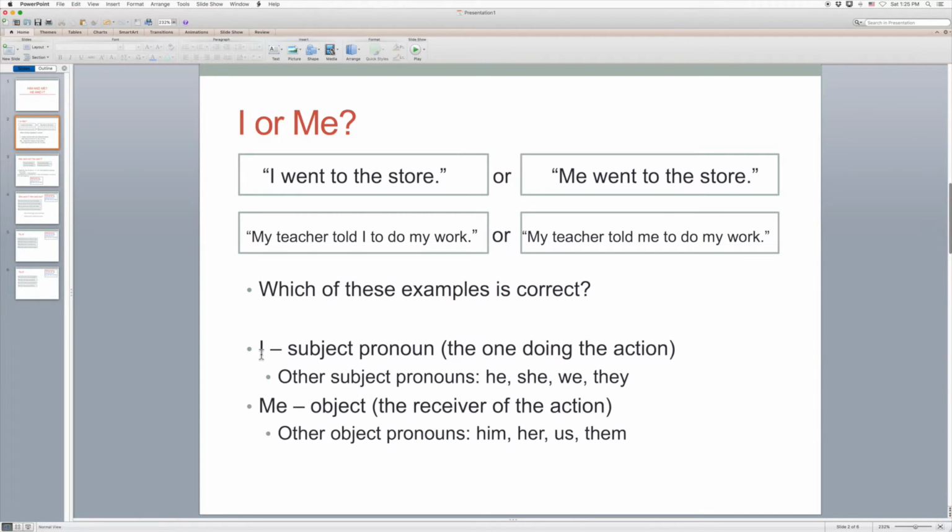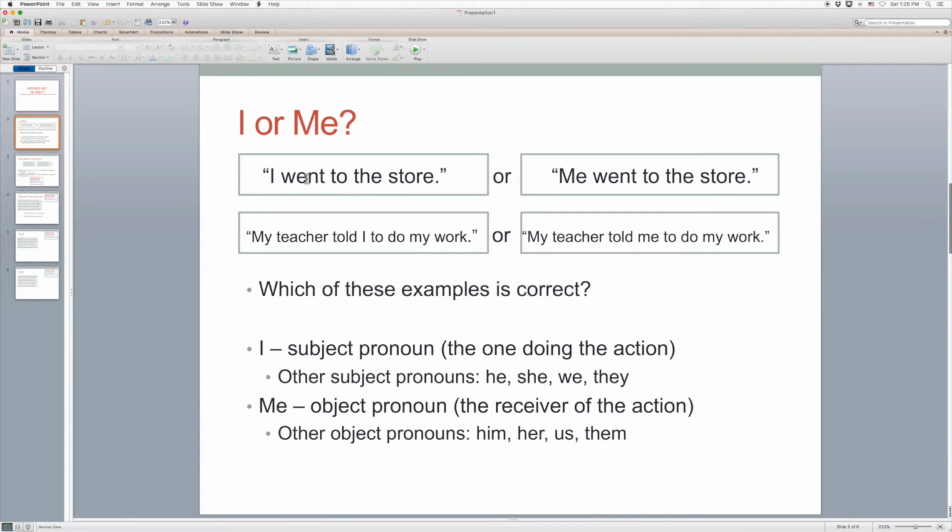So something that you need to know is I is a subject pronoun. A subject pronoun is the one doing the action. Me is the object pronoun. It is the receiver of the action. So in the first example, I went to the store, me went to the store. Everything's the same except for the I or me.